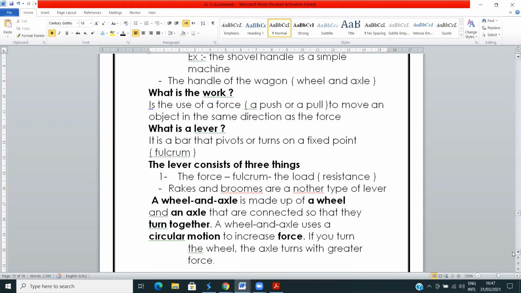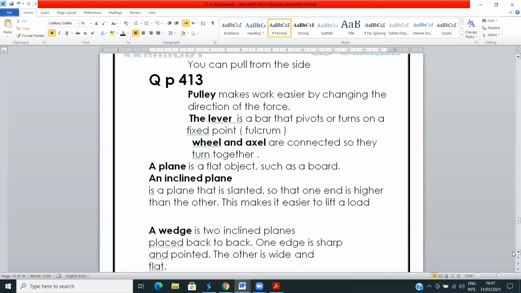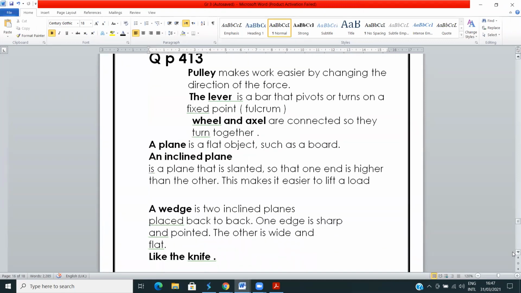Now, my students, I will explain to you the pulley, the lever, the wheel and axle, and the plane. We said the lever is a bar that pivots, or turns, on a fixed point. Wheel and axle, we talked about it. A plane is a flat object such as a board. An inclined plane, like you see in the video, is a plane that is slanted so that one end is higher than the other. A wedge, like the knife, is two inclined planes placed back to back. One edge is sharp and pointed and the other is wide and flat.